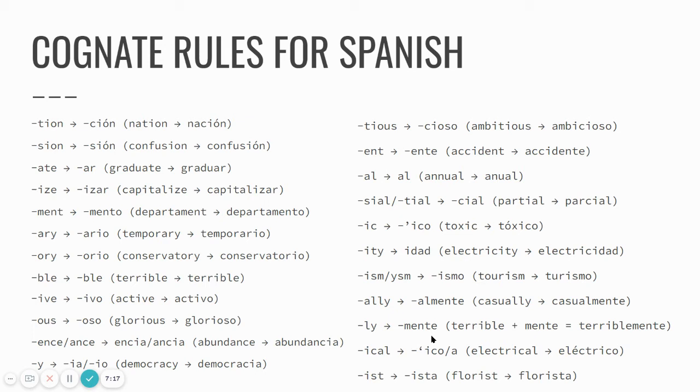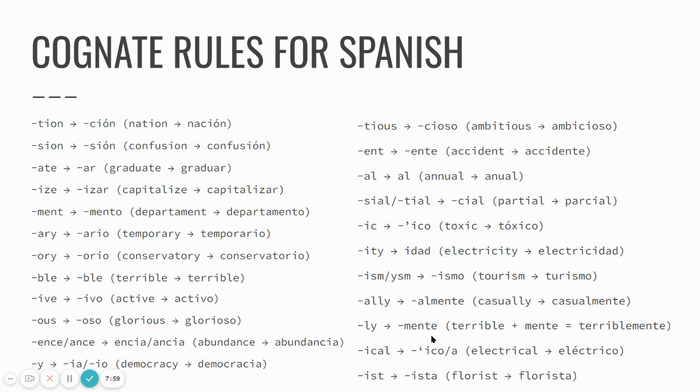ENCE or ANCE becomes ENCIA or ANCIA. Y oftentimes will end in IA or IO. TIOUS becomes CIOSO. ENT becomes ENTE. AL stays AL. A little bit of spelling changes though. Annual becomes anual. SIAL or TIAL becomes CIAL. IC will have an accent mark and then an ICO.